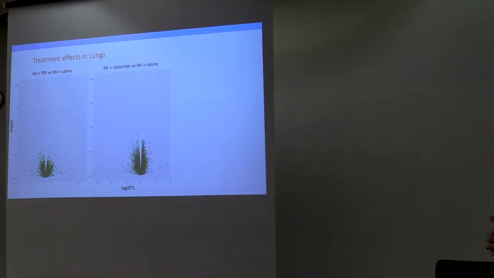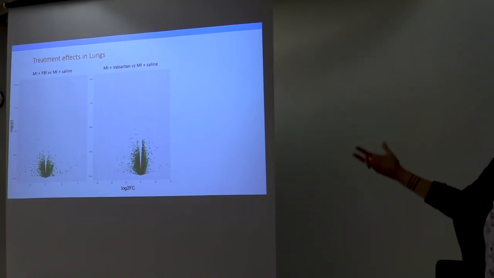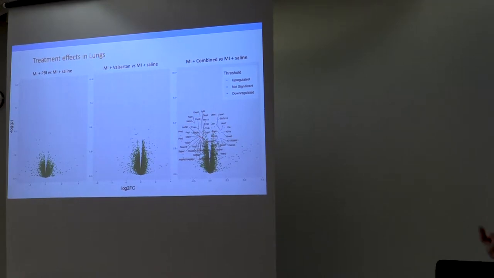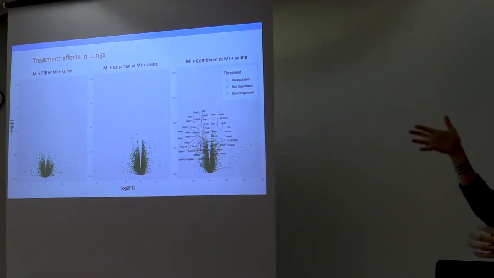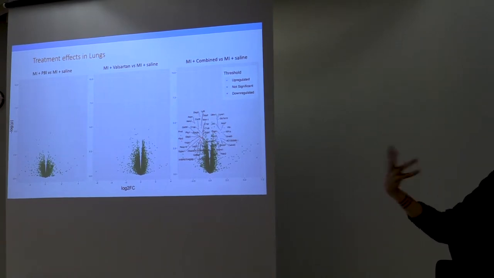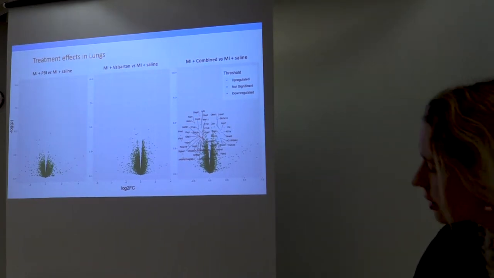But with valsartan, we don't see a lot going on either in terms of the genes that are being upregulated, modulated by treatment. However, in the combined treatment, all of a sudden we see a lot of things going on. And so that was an interesting result. Some of these genes also are shared with the genes that we saw as being significant in the other analysis.